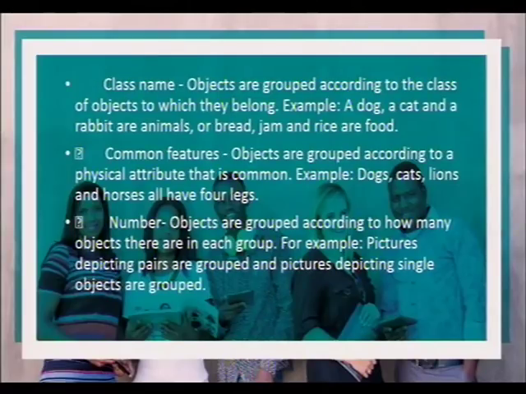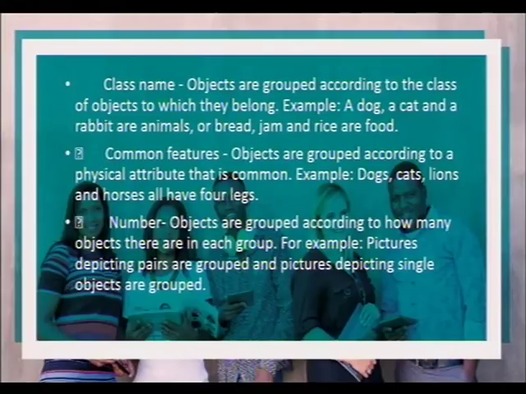And then we have class name. Objects are grouped according to the class of objects to which they belong. Example, a dog, a cat, and a rabbit. What are they? They are animals. And then we have bread, jam, and rice. What are they? They are food. So according to class name, we can also group or classify objects.